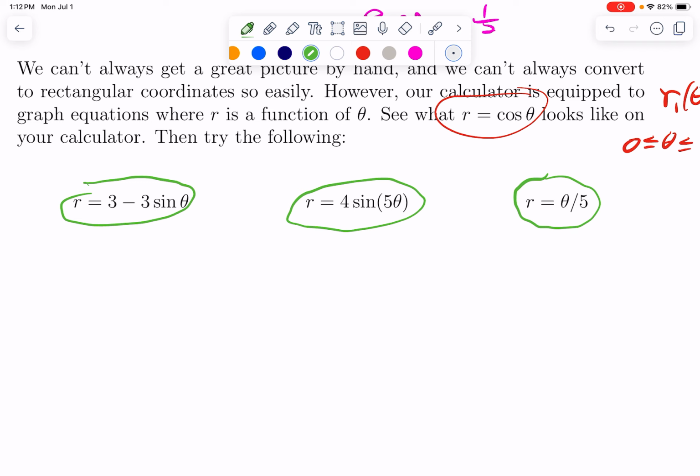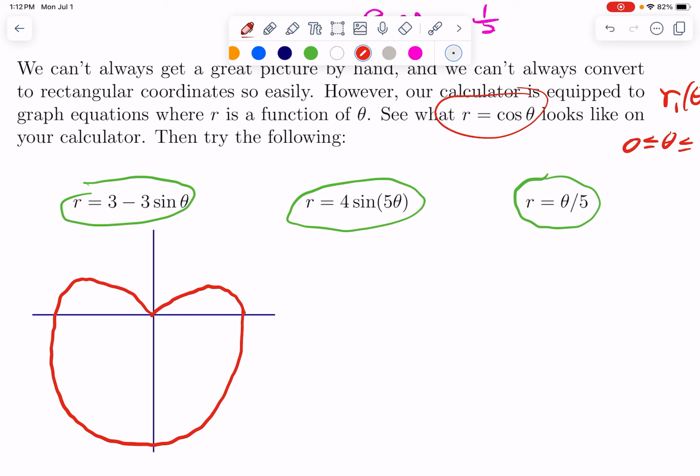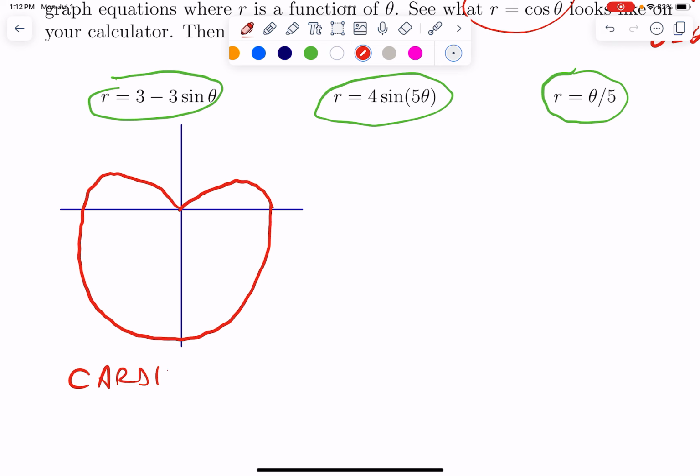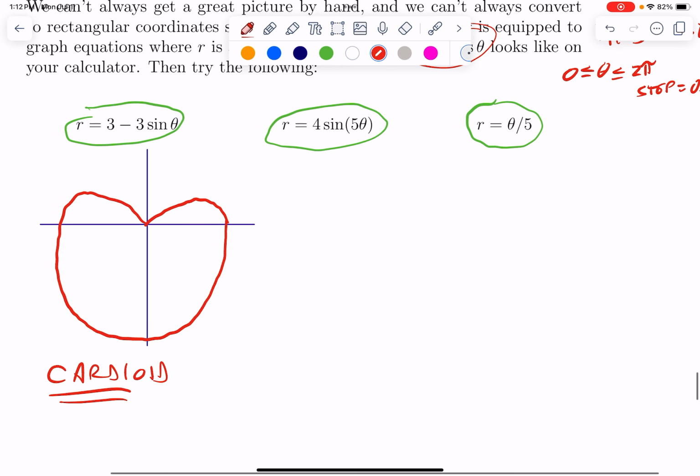So for 3 minus 3 sine theta, the graph looks something like so. It's my crude drawing. The name of this graph is called a cardioid. And if you know what the root cardi means, or cardio, hopefully that picture makes sense.